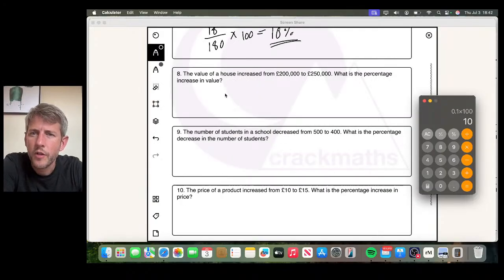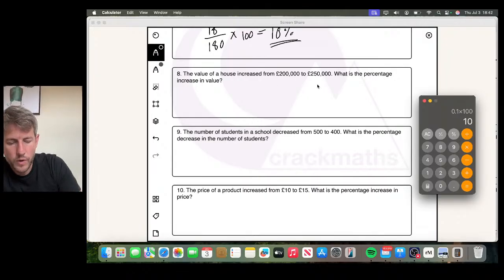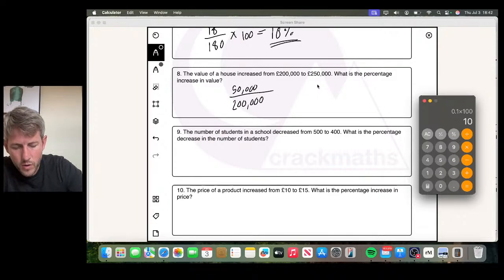Okay, the value of a house increased from £200,000 to £250,000. What is the percentage increase in value? Okay, so we've increased by 50,000, and we've increased from 200,000. Okay, and remember I can just cancel out these zeros again just to make that a bit easier.